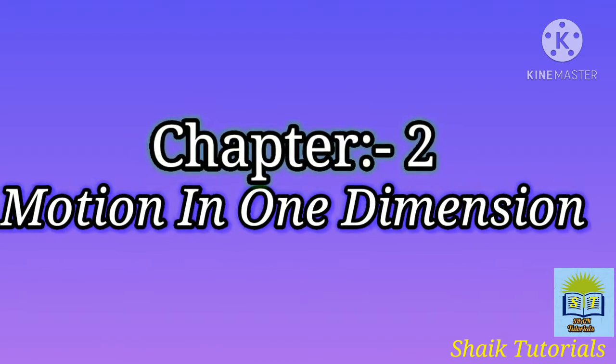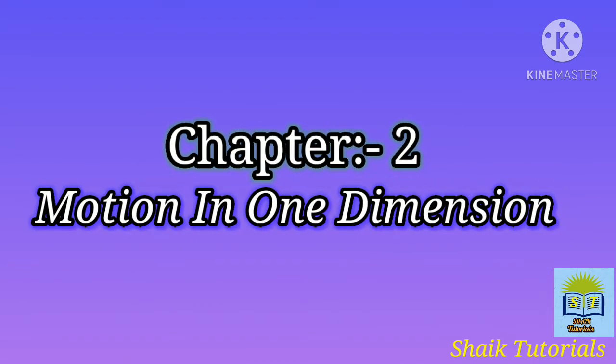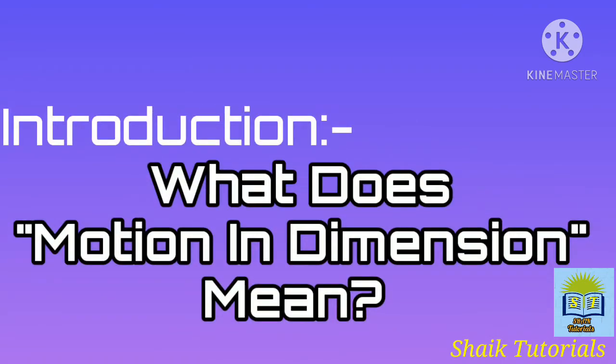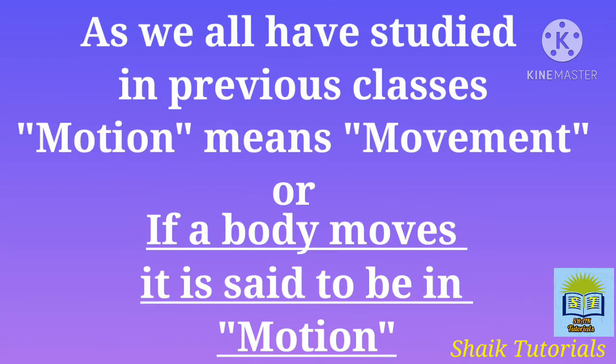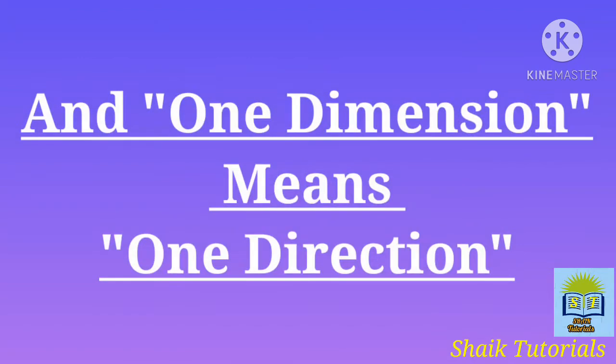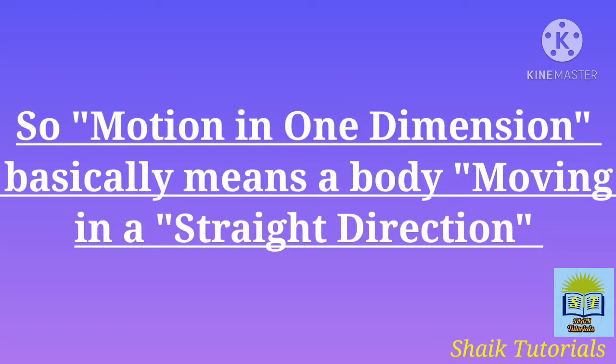In this video I am going to explain ICSE Class 9 Physics Chapter 2 Motion in One Dimension. First, let us know what motion in one dimension means. As we have studied in earlier classes, motion means movement, or if a body moves, its movement is known as motion. One dimension here means one direction. So motion in one dimension basically means a body moving in one straight direction.